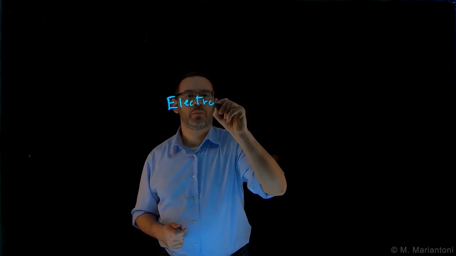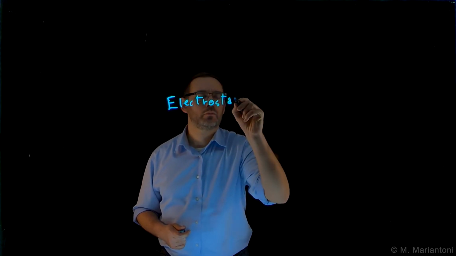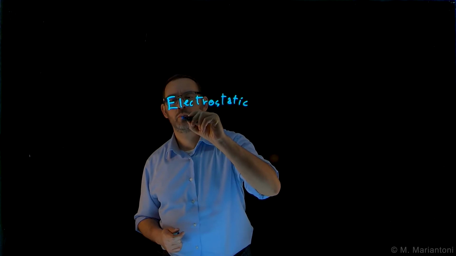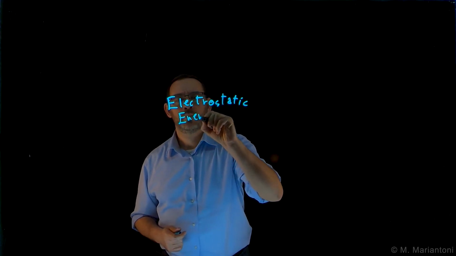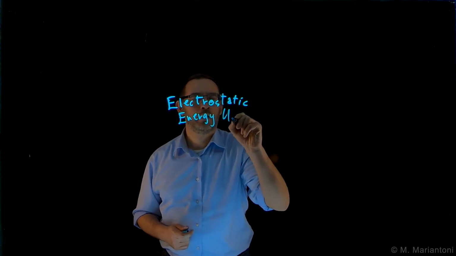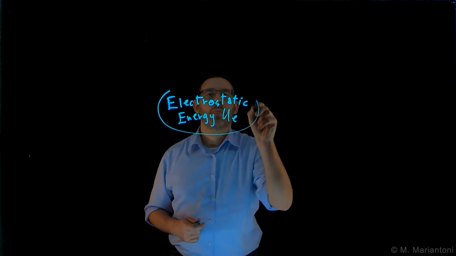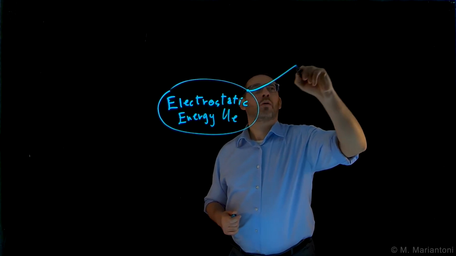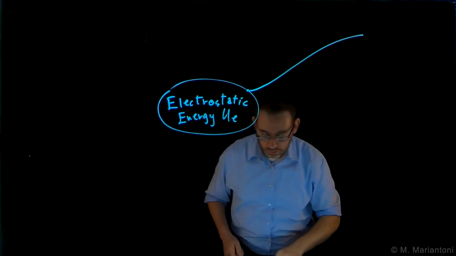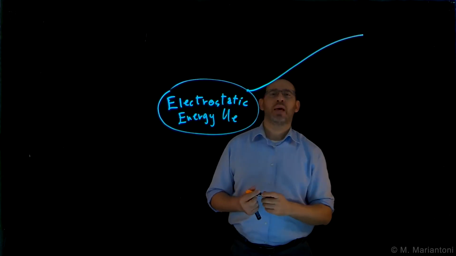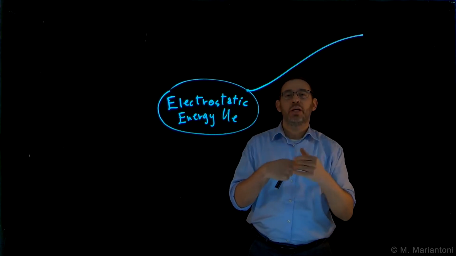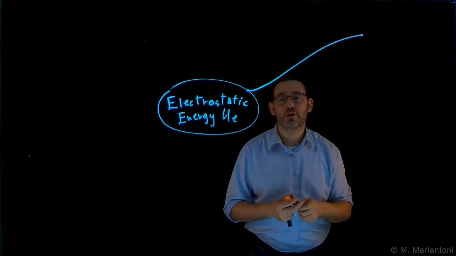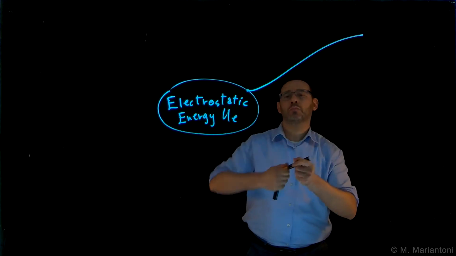All right, let us summarize electrostatic energy, UE. Well, first of all, we were able to write down in differential form a combination of Maxwell's equations in order to find a second order equation, which is called Poisson equation.